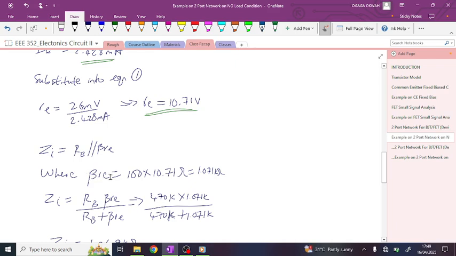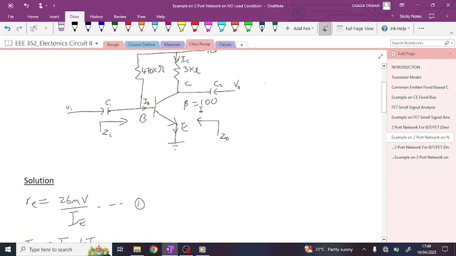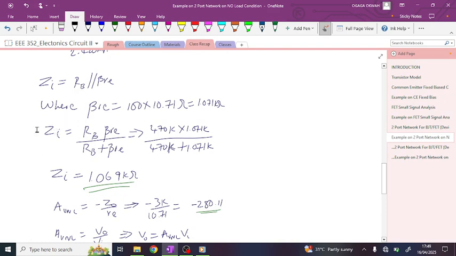Where beta ROE is what? Beta is 100, as given in the diagram, and ROE is this. So we are just simplifying the parallel network: ROB times beta ROE over ROB plus beta ROE. That gives us our input impedance.